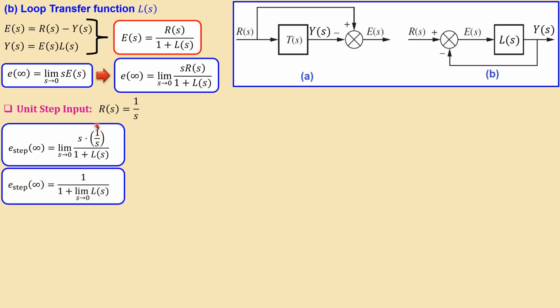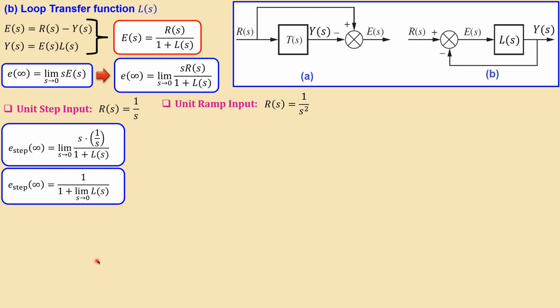Now for the step, you will work this out. You will get s times 1 over s will be just 1. So 1 over the 1 plus the loop gain. But now I have to, of course, take that limit as s approaching 0. Then I will place that limit here in the denominator. Now the 1 will not change, but this will change. So I have an expression which will only have an effect on the limit for L(s).